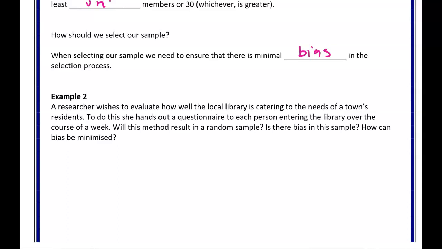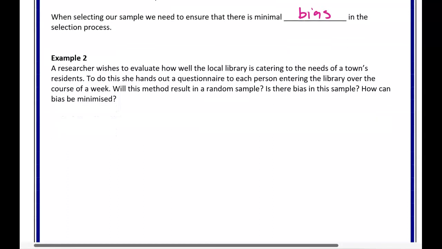Get that grin off your face. All right, so here's an example. I'll give you some time to think about it. Is there bias? How can we minimise it?